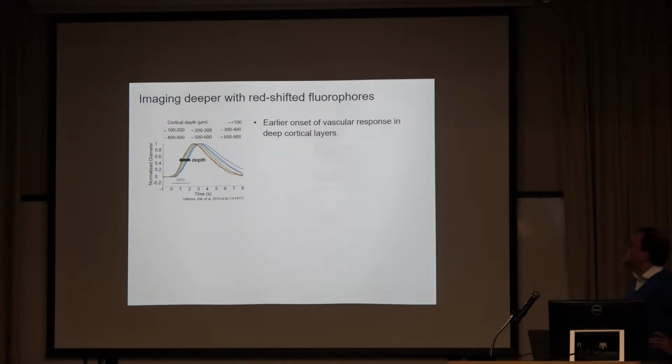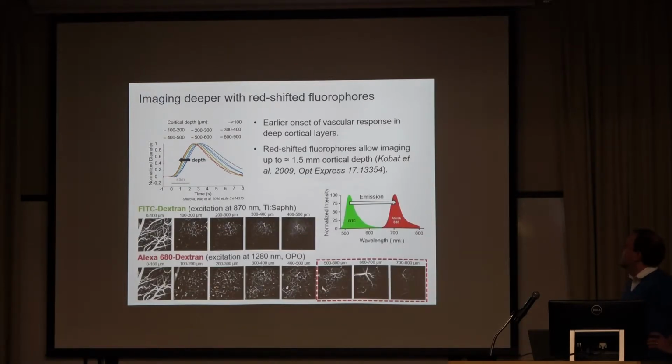You can see that the dilation occurs first in deepest cortical layers and at last close to the surface. And in order to collect this data, it was necessary to be able to image at depths between 600 and 900 micrometers. And this was possible by using redshifted fluorophores.